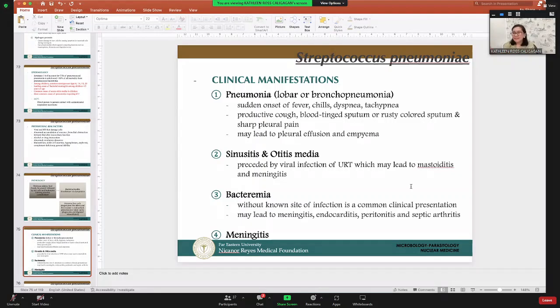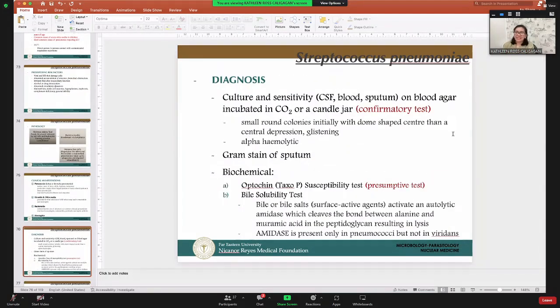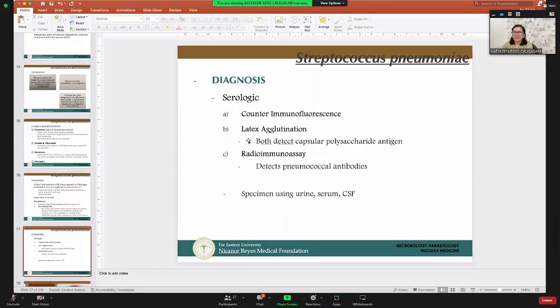And finally, this may present as meningitis, whether primary or secondary. For diagnosis, culture on blood agar plate, gram stain, and biochemical tests. Just remember this one, optochin or taxo-P susceptibility test, as a presumptive test for Streptococcus pneumoniae. Or you may also do a bile solubility test. Other serologic tests, never mind those.